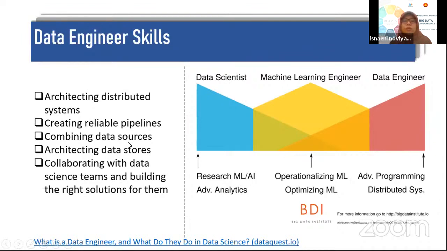The last is, of course, collaborating with data science teams and building the right solution for them. Here, we can see in the picture that data scientists are more advanced in analytics, machine learning, and artificial intelligence, while data engineers are more on advanced programming and distributed systems. But they have an overlap, where data engineers prepare the technology that can be used by data scientists to do machine learning, or to optimize the performance of machine learning that has been built by data scientists.